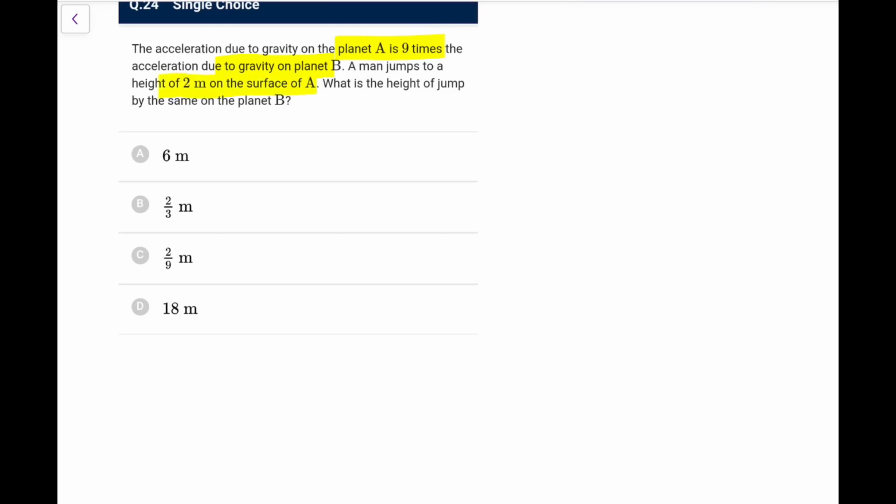Next one. The acceleration due to gravity on planet A is 9 times the acceleration on planet B. A man jumps to a height of 2 m on the surface of A. What is the height of the jump on the other planet? So height is basically u square by 2g, that you write.